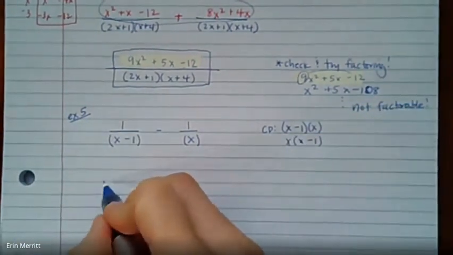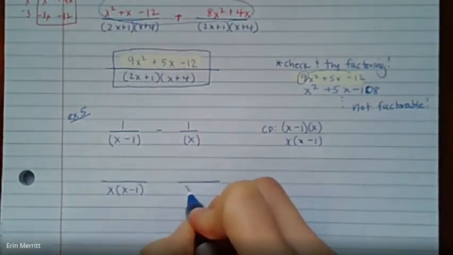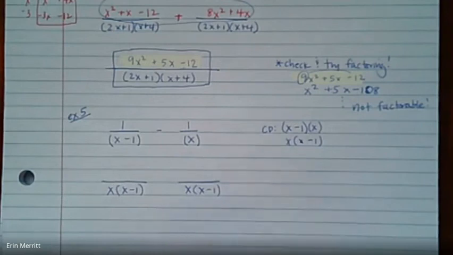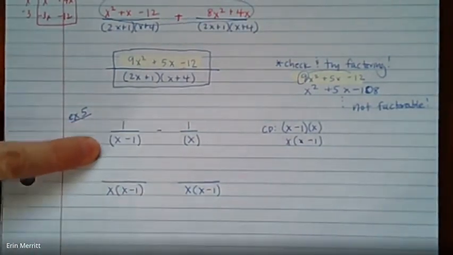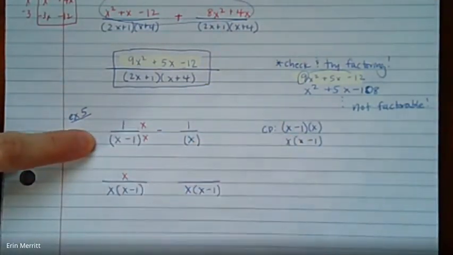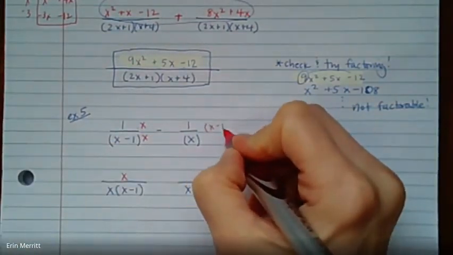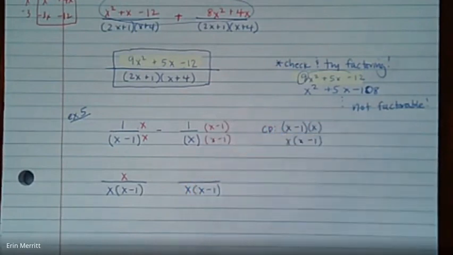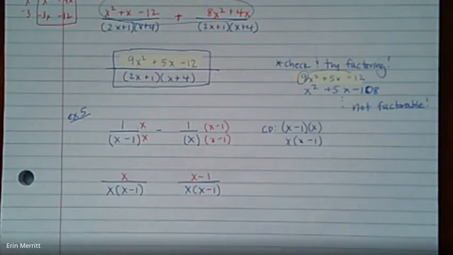Right? Let's get ourselves over that common denominator of x times x minus 1 and x times x minus 1. Let's think about what we're missing. This first one is simply missing the x, so multiply top and bottom by x. So that makes it x over x times x minus 1. Here, this is missing the x minus 1 factor. And so multiply that in and bring it down. We'd have x minus 1.